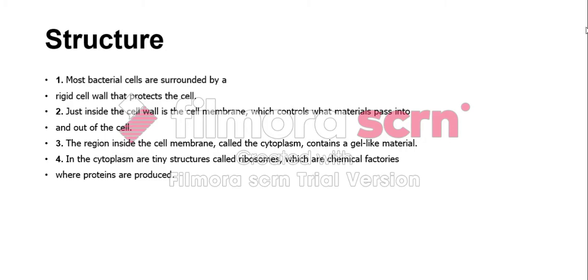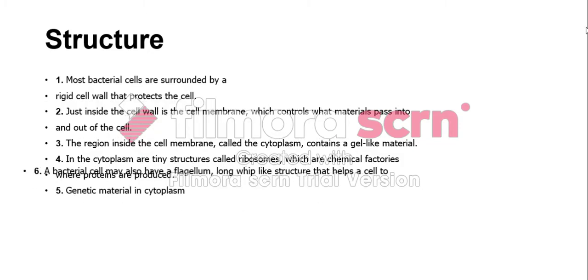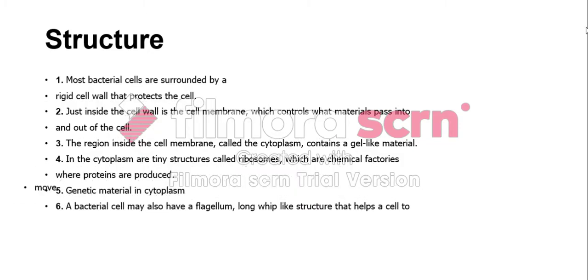4. In the cytoplasm are tiny structures called ribosomes, which are chemical factories where proteins are produced. 5. Genetic material in the cytoplasm. 6. A bacterial cell may also have a flagellum, a long whip-like structure that helps a cell to move.